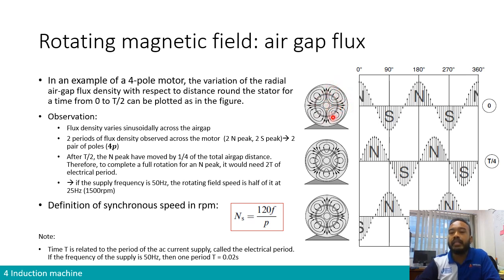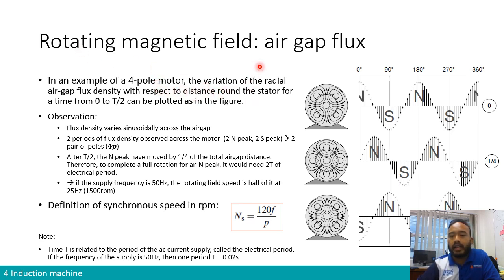We have a very thin, very small distance of air gap. Therefore, there would be no problem for the flux to go across the air gap and make a pattern of magnetic field that is just like as shown over here. So this is an example of a four-pole motor that we are looking at over here. It's different from what we have seen just now. It was a two-pole motor. So now we have a four-pole motor.